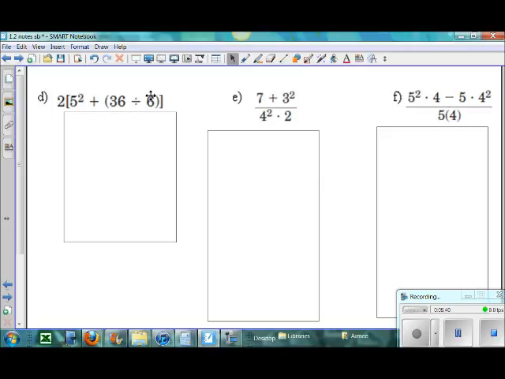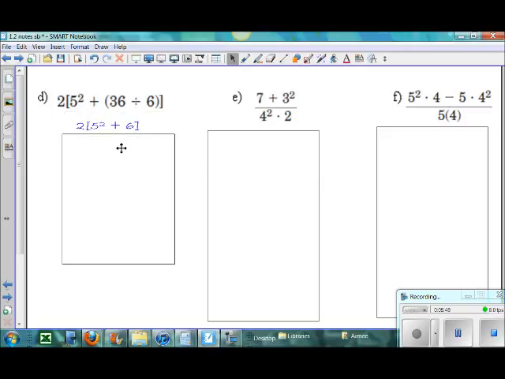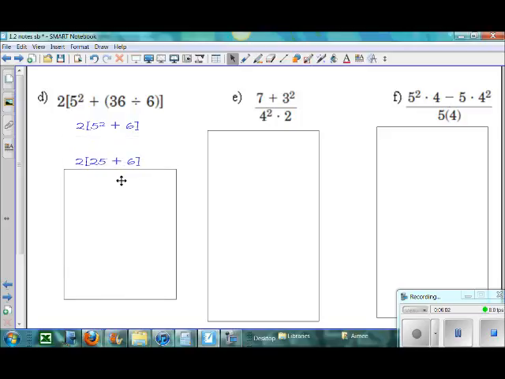So since we have the parentheses on the inside, we would need to take 36 divided by 6 first. 36 divided by 6 is 6. So we have 2 times the quantity 5 squared plus 6. Now looking inside the grouping symbols, we have an exponent and we have addition. So we need to take care of that exponent first. 5 to the second power is 25. So now we have the expression 2 times the quantity 25 plus 6.